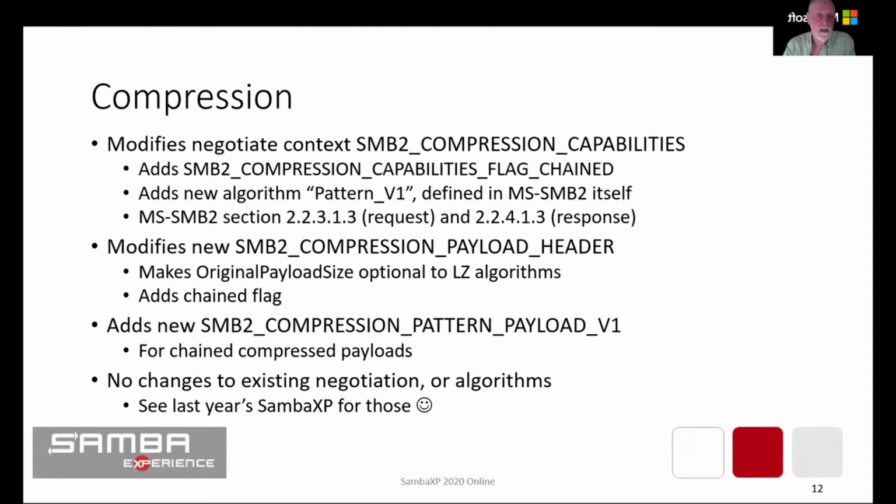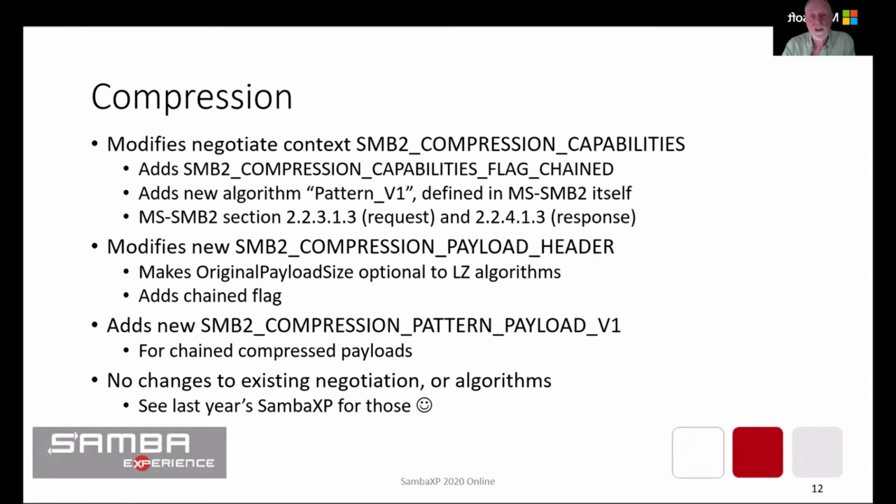That pattern is defined in MS-SMB2 itself. It's not in a companion document like the other one. And you'll see why. It's very specific and very simple. They're defined in these two new sections. The new protocol modifies the SMB compression payload header.